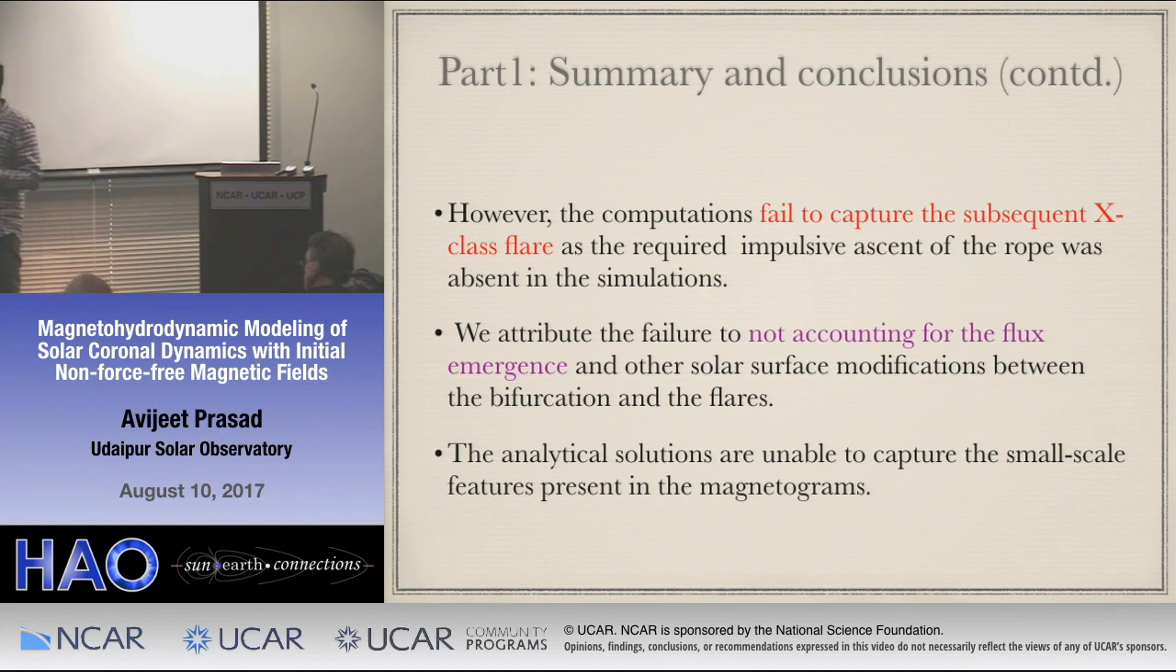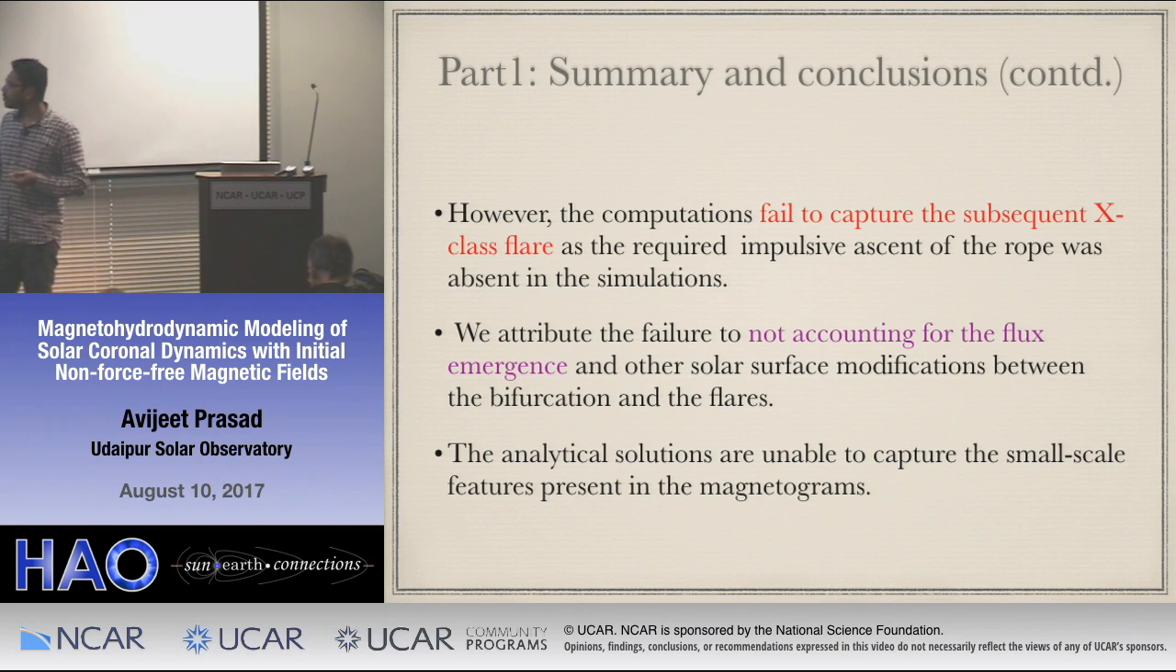We attribute this failure to not accounting for the flux emergence that took place, because the initial field was taken 1.5 hours before the actual flare, and there was a lot of flux emergence just 10-15 minutes before the flare. We are solving an initial value problem, and it does not account for anything if the boundaries are changing in between. So we cannot capture this extra flare.